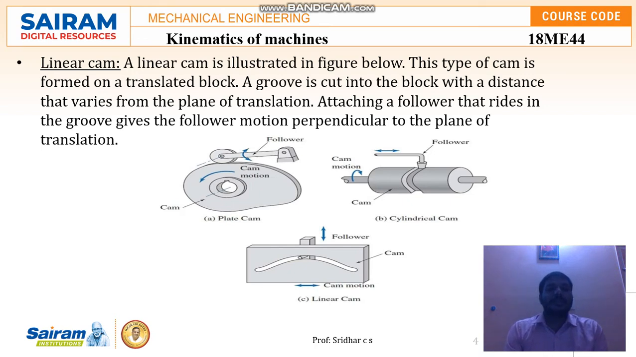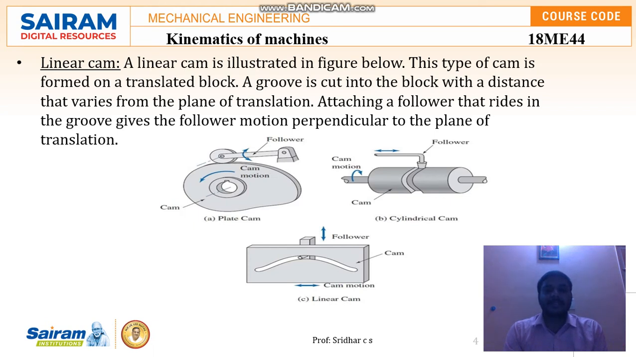So the next one is about a linear cam, which is shown in the figure. This type of cam is formed on a translated block. You can see this is a translated block, and a groove is cut into the block with a distance that varies from the plane of translation. We can see the follower is in contact with this groove, and you can see the direction of the motion of the cam, which can move to either side.